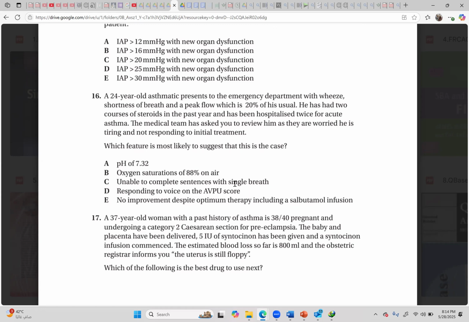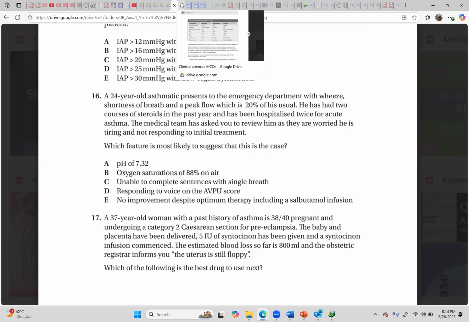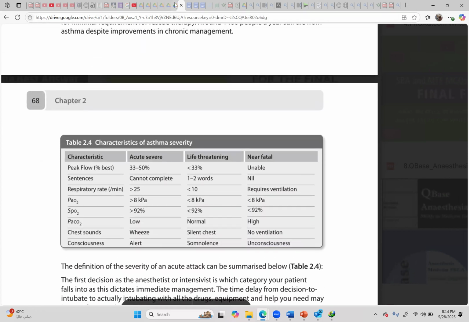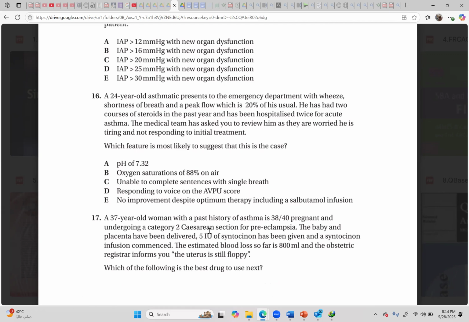Sir, if we consider the AVPU score as mentioned in option D, that the patient is responding on the AVPU score, according to that score the patient's GCS is 8, and at GCS 8 we intubate the patient. What I think, sir, no, it's not pain. Responding to voice, it's not pain. Sorry, sir. ABPU score, P is for pain, sir. Yes, you are right. I'm sorry. Responding to voice, it's not P, it's V.